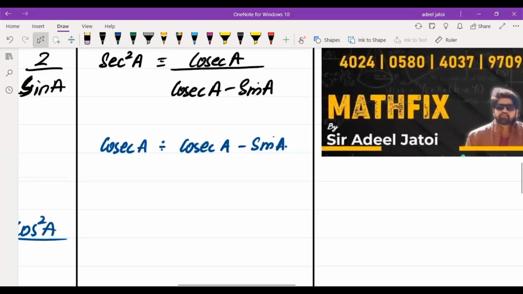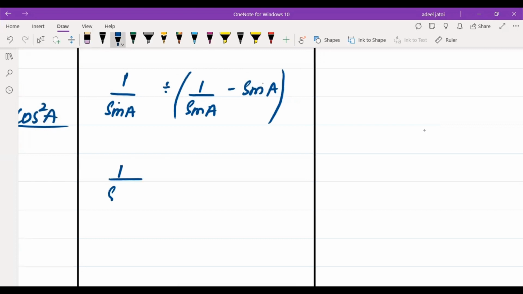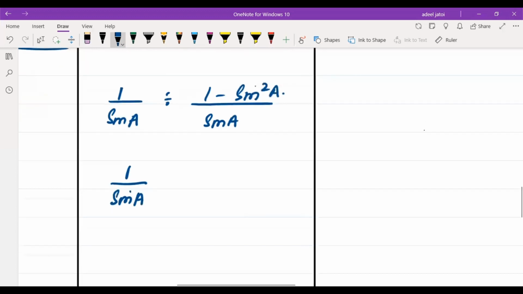Now this cosec A can be written as 1 upon sin A, divided by, and we can solve the bracket. So 1 upon sin A for cosec A, and we have this negative sin A. If we take the LCM, we are just solving the bracket at the moment, so the LCM will be sin A, and we get 1 minus sin square A upon sin A. Now 1 upon sin A, with the mathematical rule, we can change division to multiplication, but for that we need to take the reciprocal of the right hand side fraction. This would be sin A upon 1 minus sin square A.